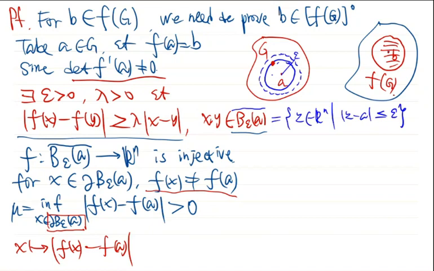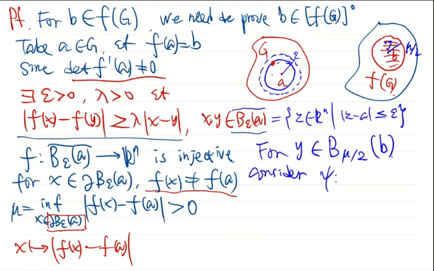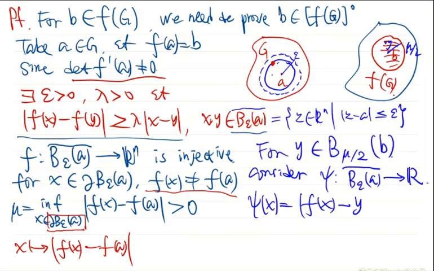Then for y in a small ball centering at b, but with a different radius, it turns out that the radius is half of mu. So this is b, and this ball has radius mu over 2. So for every y here, what can we see? For every given y, we consider this function, phi. The function phi is defined in the epsilon neighborhood of A, and is real valued. This function is defined by phi(x) is the distance from f(x) to y. y is given. Once y is given, we consider this function.